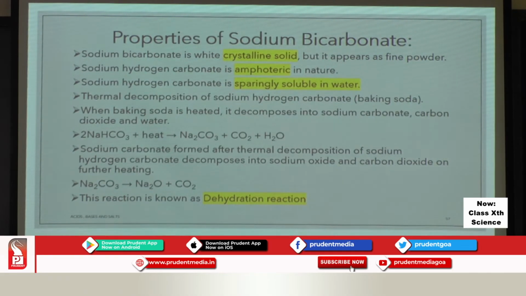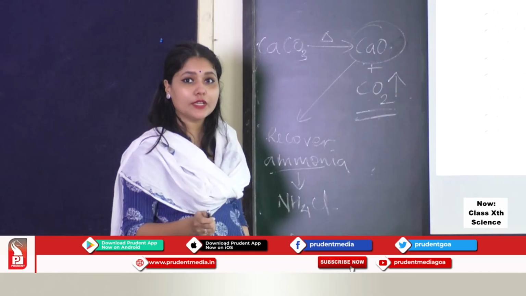It is sparingly soluble in water. What do you mean by sparingly soluble? That means it is not going to dissolve completely in water. Some amount of salt will still remain. Now when baking soda is heated, it decomposes to give you sodium carbonate, carbon dioxide and water. NaHCO3. That means when you take baking soda and supply heat to it, it is going to give you sodium carbonate after decomposition.